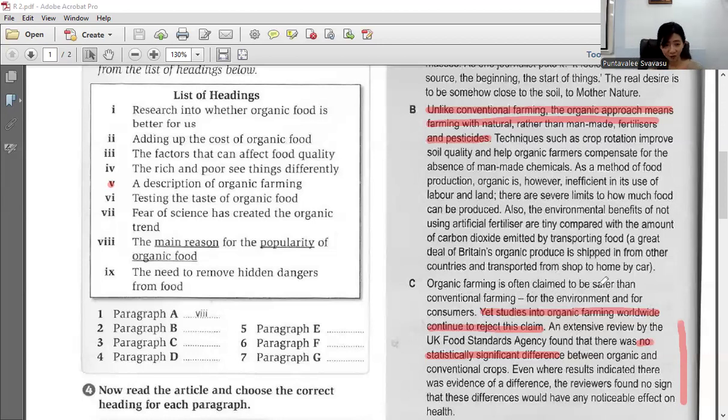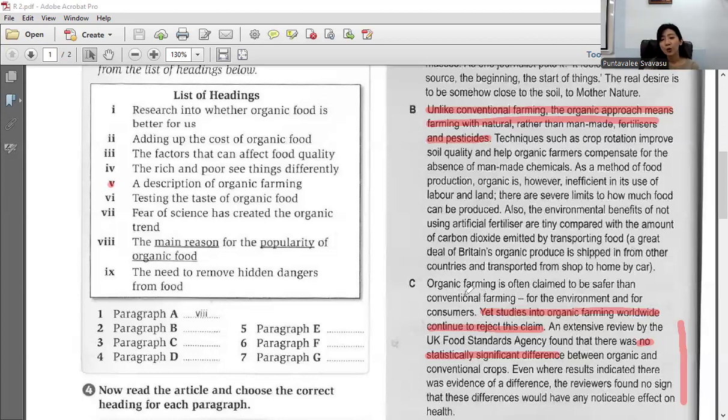So see this part, "safer." When you say it's safer, it seems positive, isn't it? It seems very positive. Yet, and yet, studies say that they kind of reject this claim. Rejects means they refuse it, so they disagree with it.